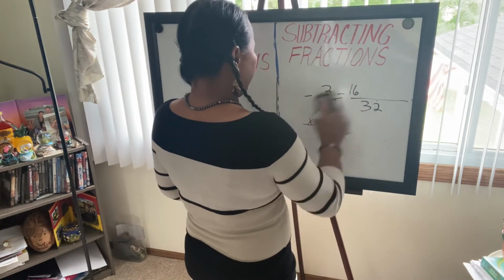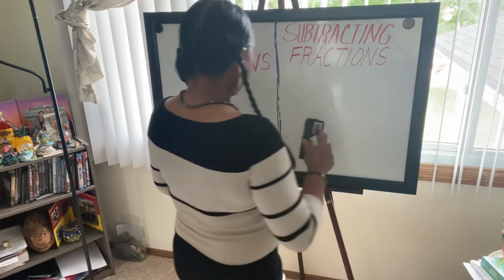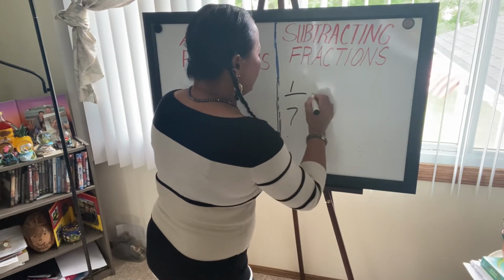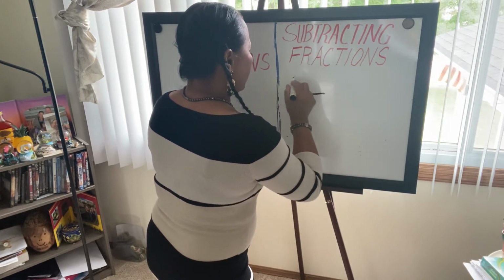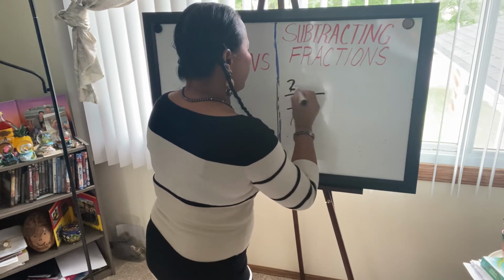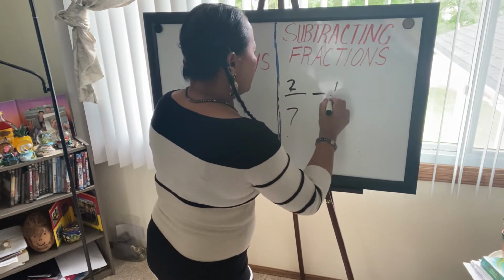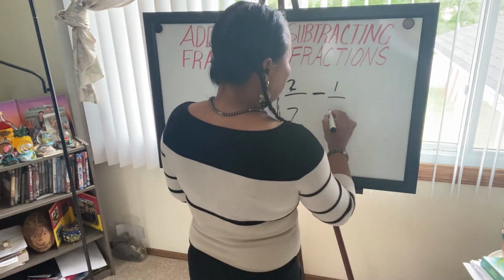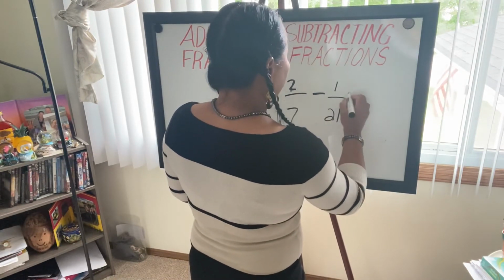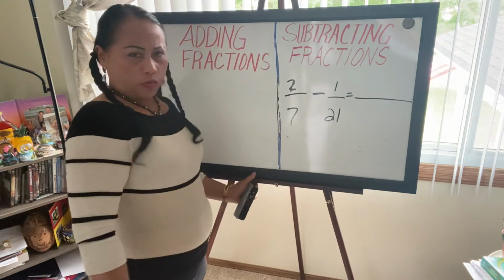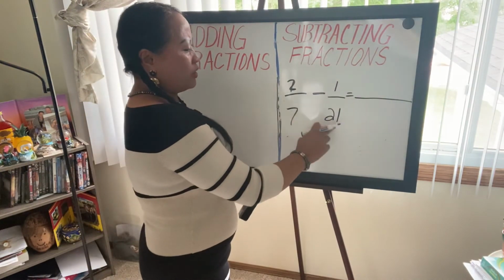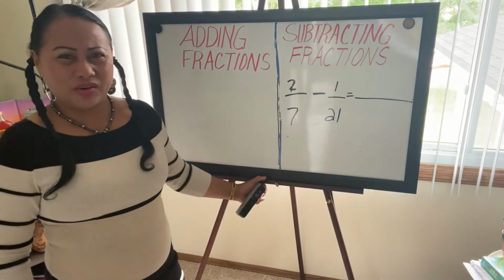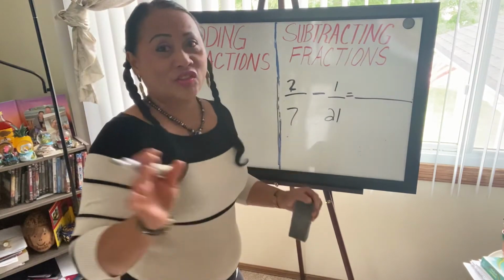Let's do the other example. Say 2 over 7 minus 1 over, let's say 21. So if it is a big number, this 7 and 21, that is already big for me. So you'll just do the other methods, the other strategy.